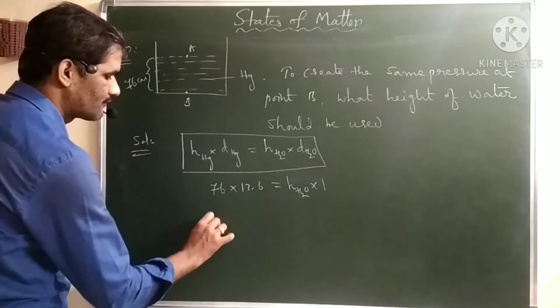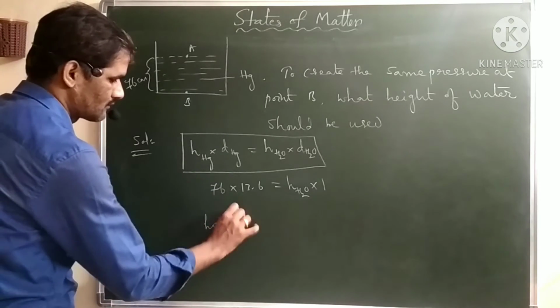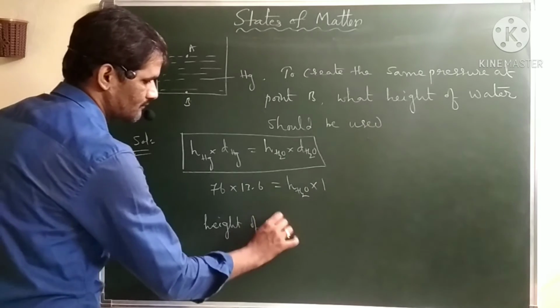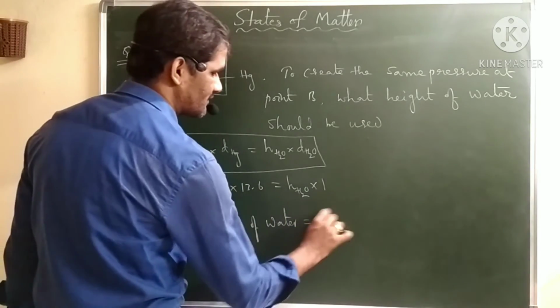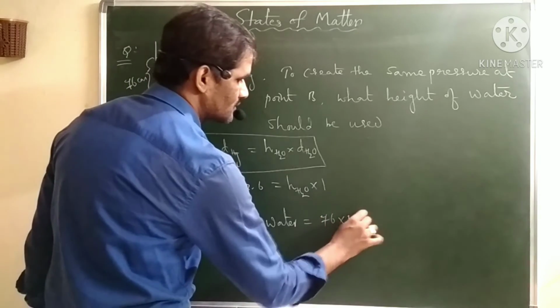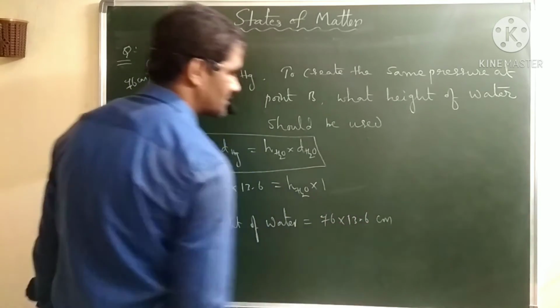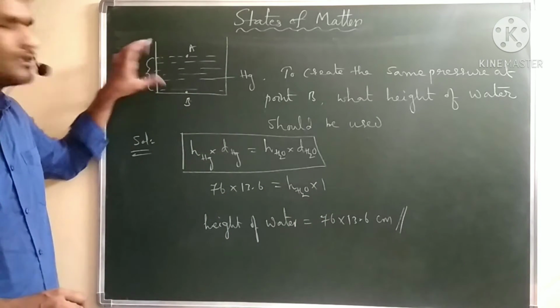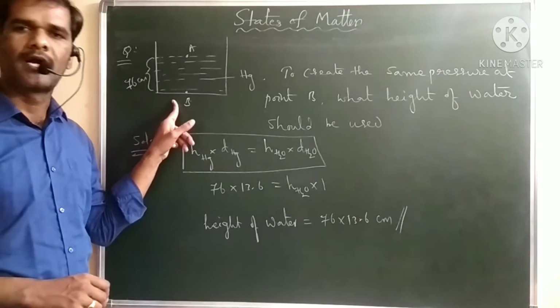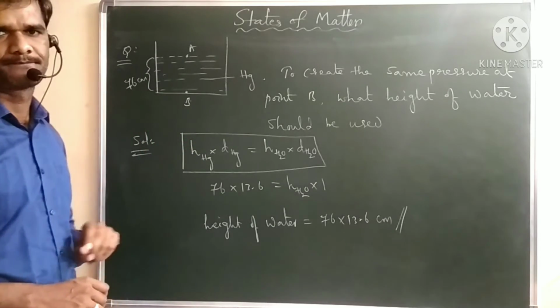So height of water is 13.6 times of that one, means 76 into 13.6 centimeters. So this much height of water we have to take in this same vessel to create the same pressure at point B instead of mercury.